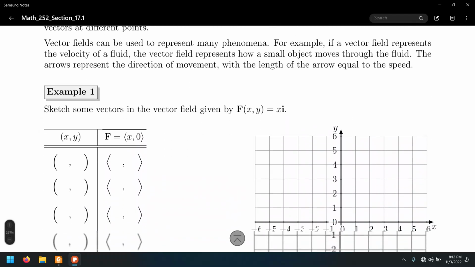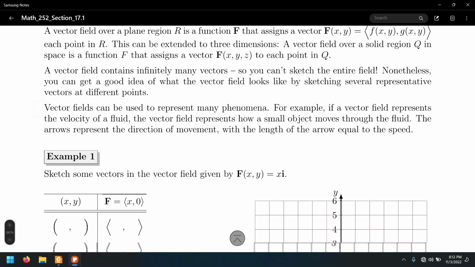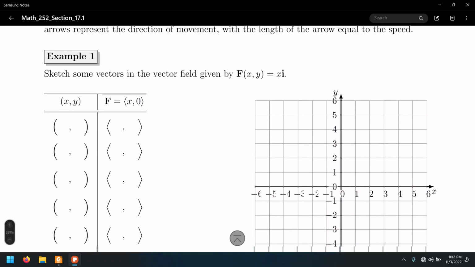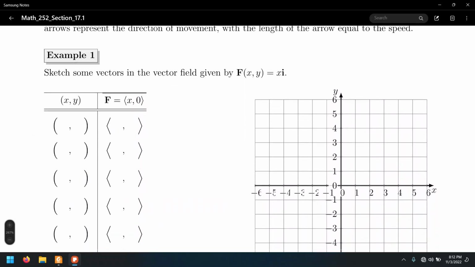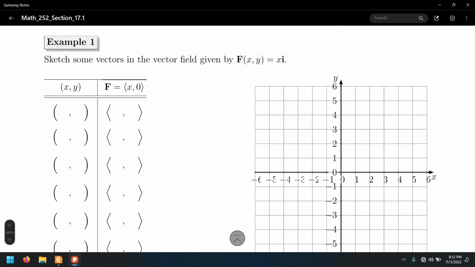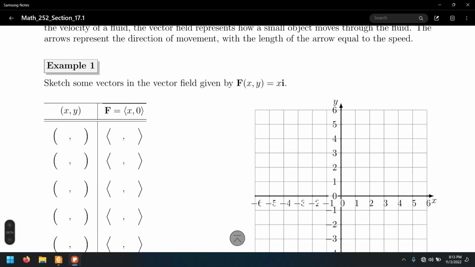Well, so vector fields, what are they? Yes, let's look at one example. Let's look at a very, very simple example of vectors, and we're going to also graph some of them. So, all right. We have the vector field given by big F of x, y.